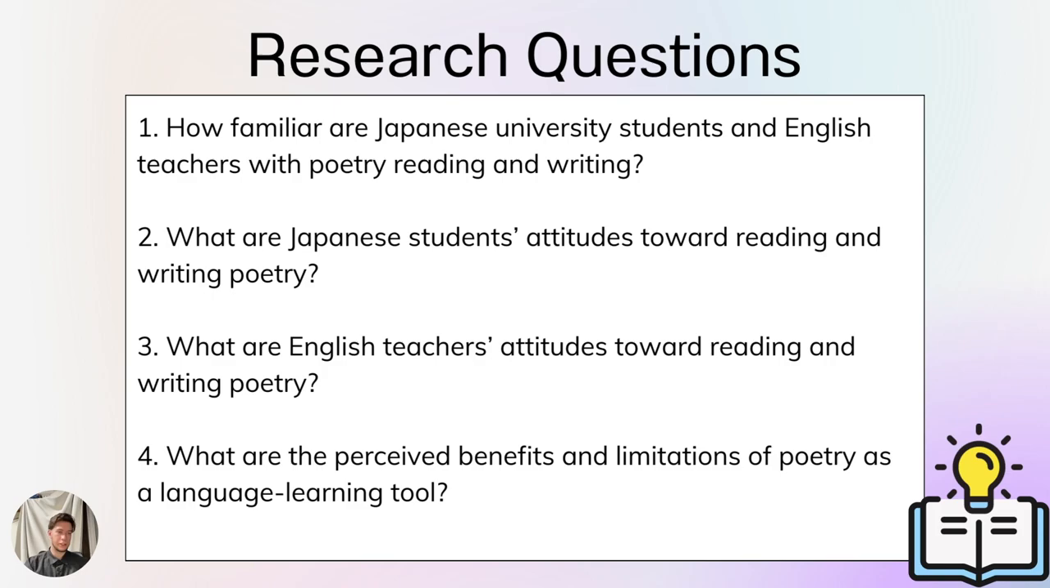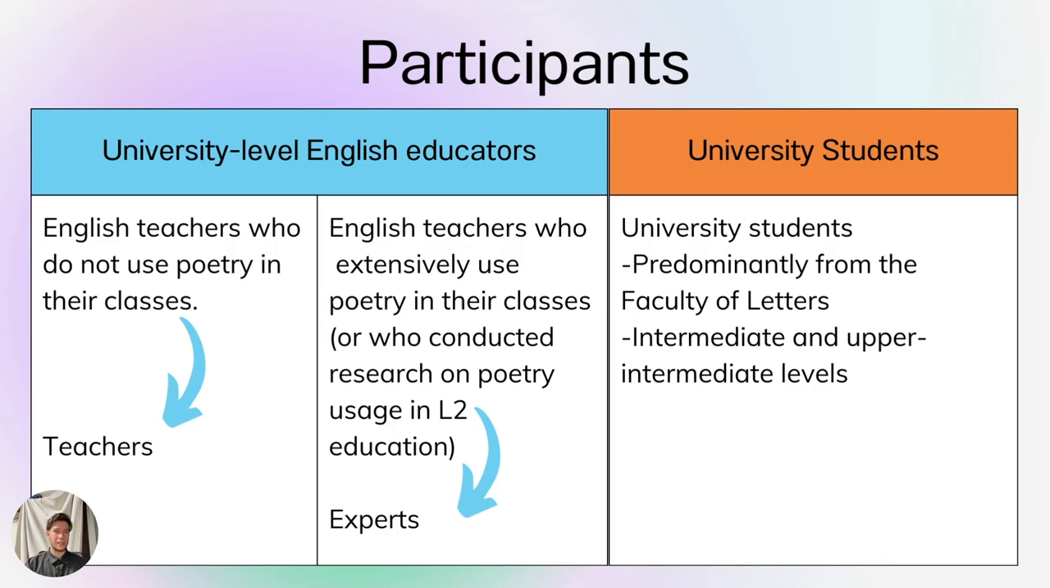Let's take a look at participants. There were two main groups that participated in this study. The first one was university level English educators, and the second one was university students. You can also note that the English educators group is further divided into two smaller subgroups. The first small group is English teachers who do not use poetry in their classes. And the second subgroup is English teachers who extensively use poetry in their classes or who have conducted research on poetry in the second language education setting. For the sake of clarity, I will call the first group teachers and the second group experts.